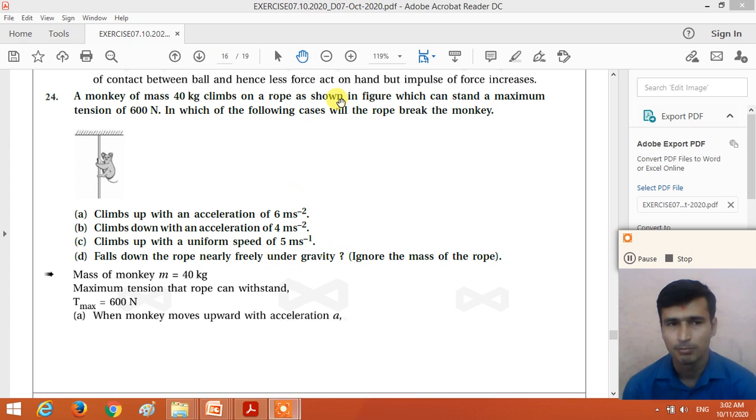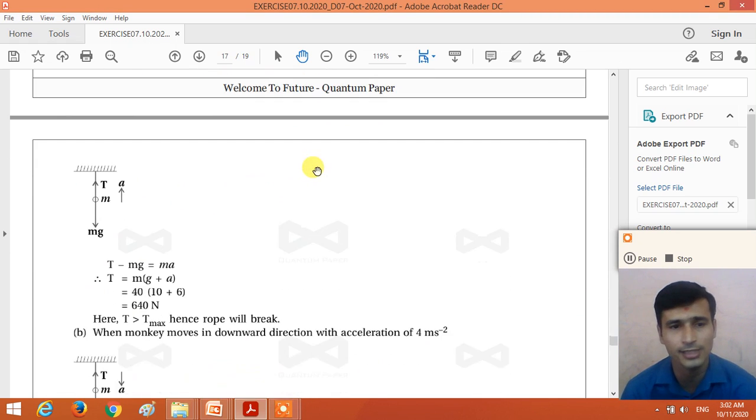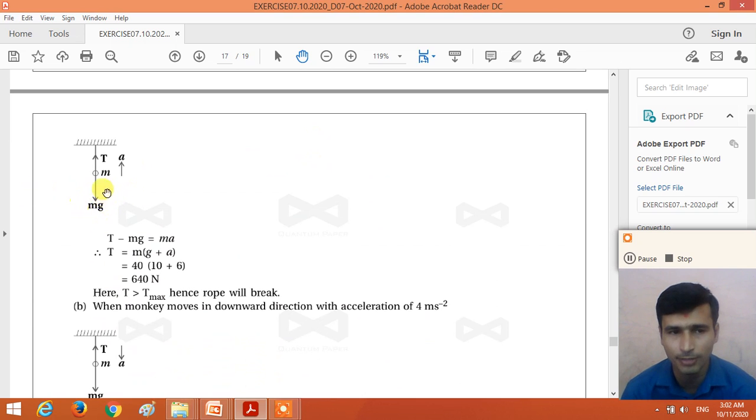Now, if the monkey climbs up with acceleration 6 meter per second square in the upward direction, the pseudo acceleration will be produced in the downward direction, and the weight of the monkey is increased. So, if the weight of the monkey is greater than the maximum tension, the rope breaks, right? So here first of all, we consider the monkey moving upward with acceleration a. The weight of the monkey is in the downward direction mg, and the tension force is in the upward direction. So if the weight of the monkey is greater than the tension force, the rope will break, right?